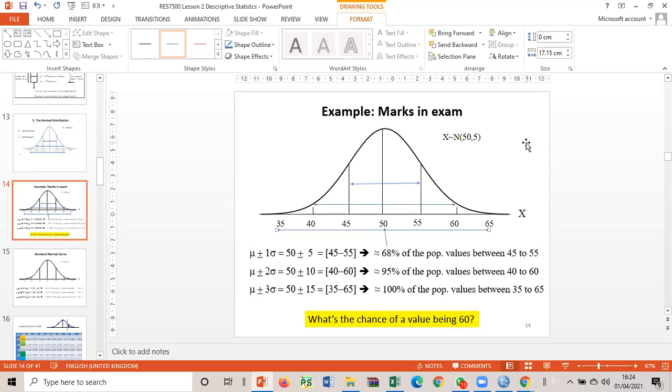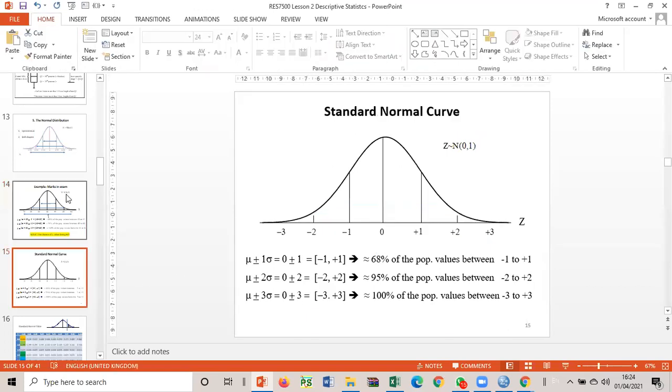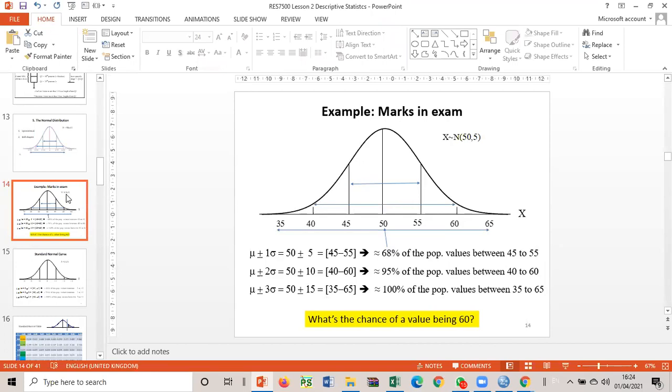Almost 100% of the student marks are between 35 to 65. So this normal distribution is heavily used in almost all industries. Medical, heavily used. Manufacturing, agriculture, name it. Almost all sectors do use this particular distribution. Therefore, looking at the data is very, very important.